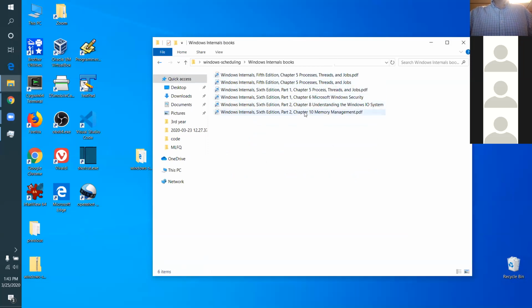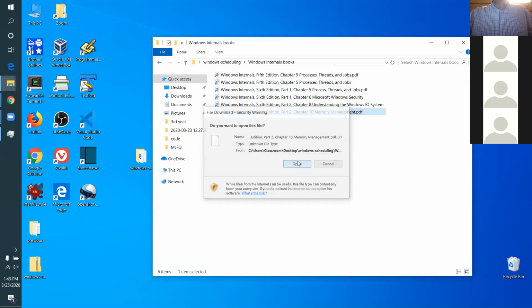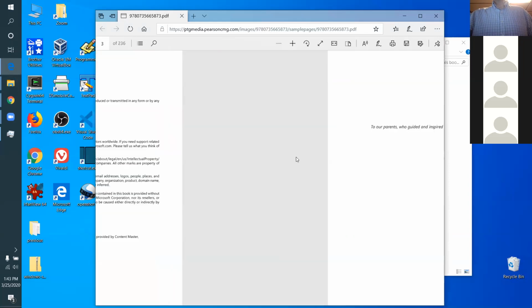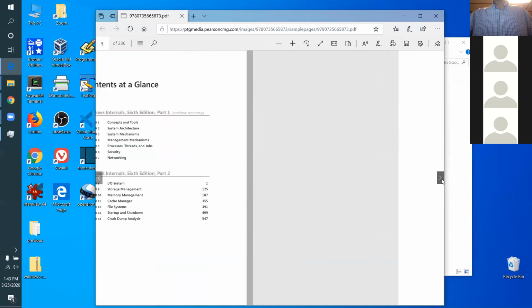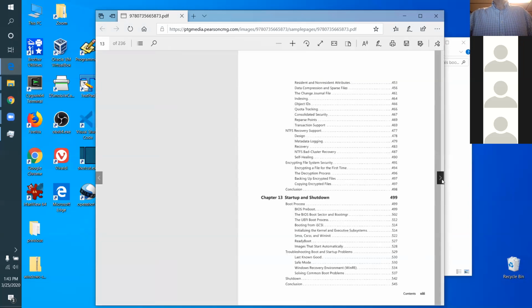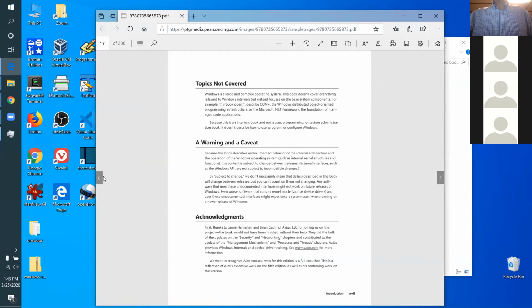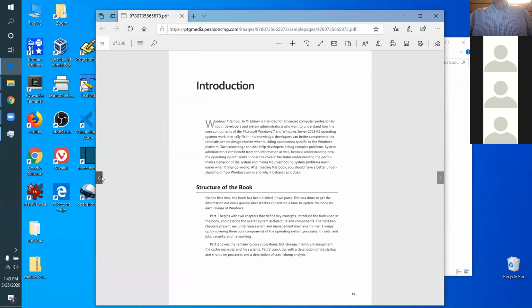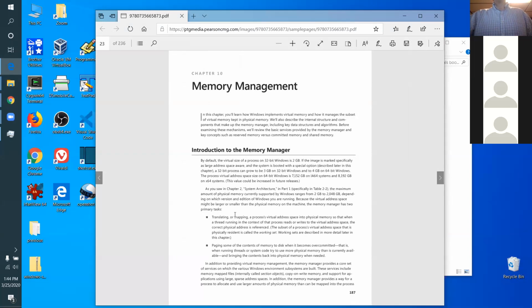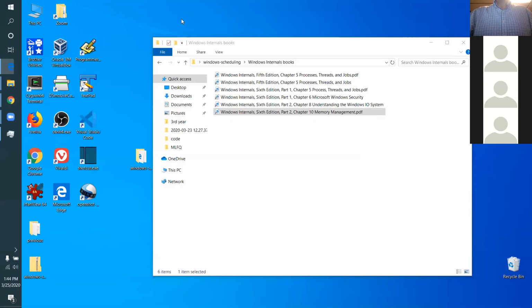For example, we're going to talk about virtual memory, and when we get to the stuff on virtual memory, there's this chapter on virtual memory. That's one of the free chapters. Let's see, where is it? There, memory management. So we'll dip into that a little bit when we get to the stuff on virtual memory.